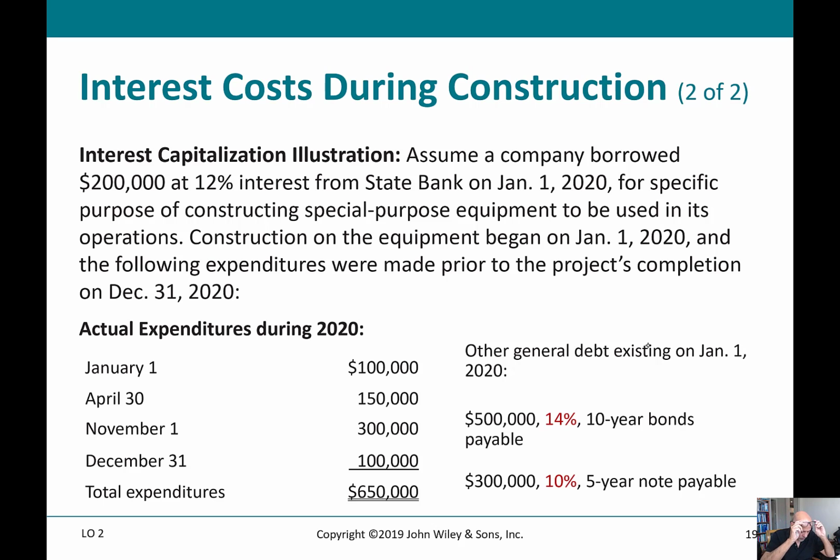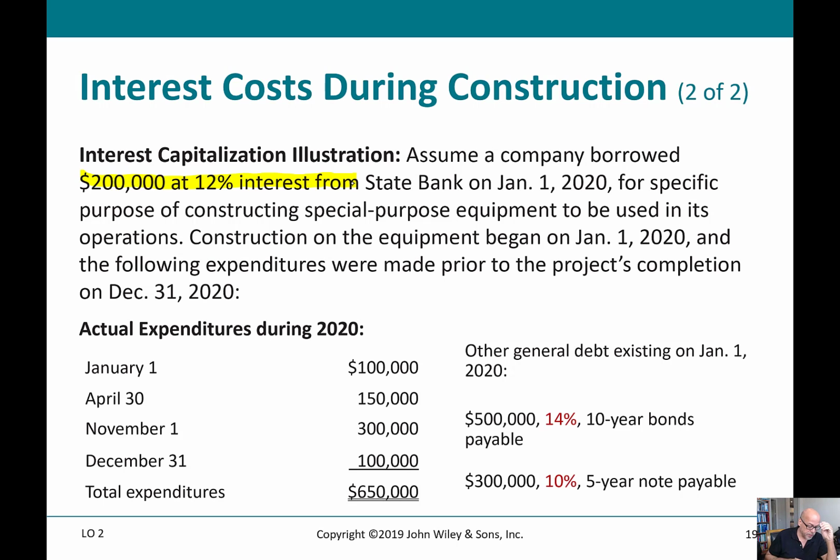I'm just giving you an overview of where we're going so we can start to look at some of this information here and see what we're going to have to pick up. So the company borrowed what? $200,000 at 12% interest. Now I'm highlighting that because now I know the interest rate associated with that, and I know the specific borrowing related to this project.